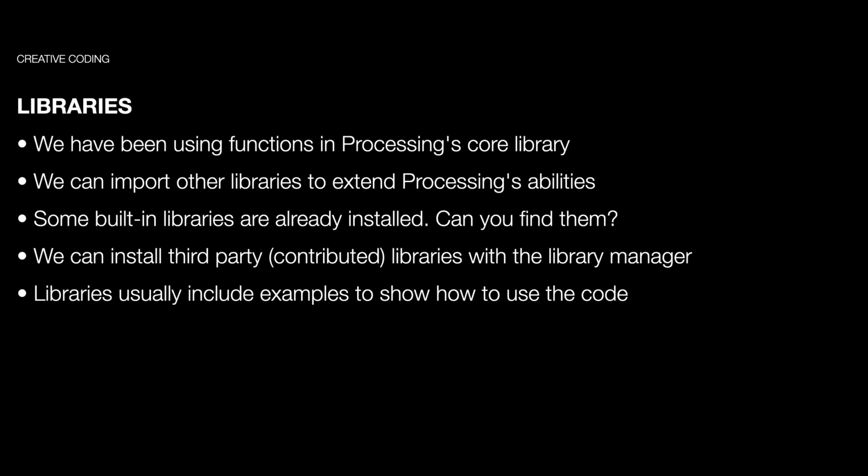And now, as I mentioned, we're going to move into some libraries. I'm going to show some examples of using libraries in processing. I should say that we have already been using functions in processing's core library. So those things like rect, ellipse, circle, line, those are part of the core library, and we're using those functions. But we can import other libraries, again, to extend processing's abilities.